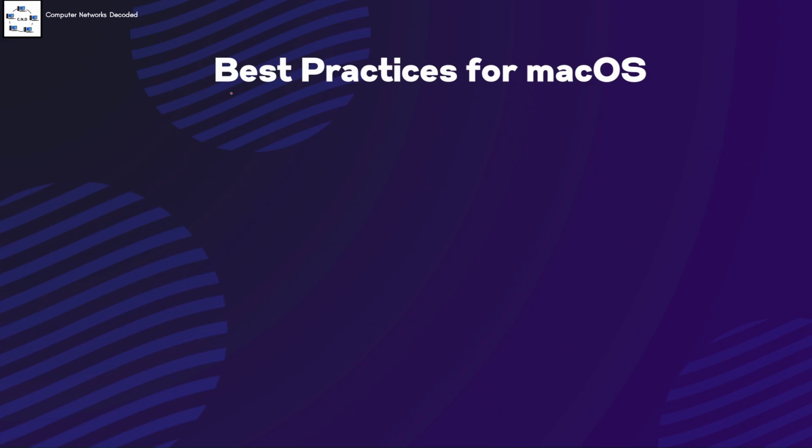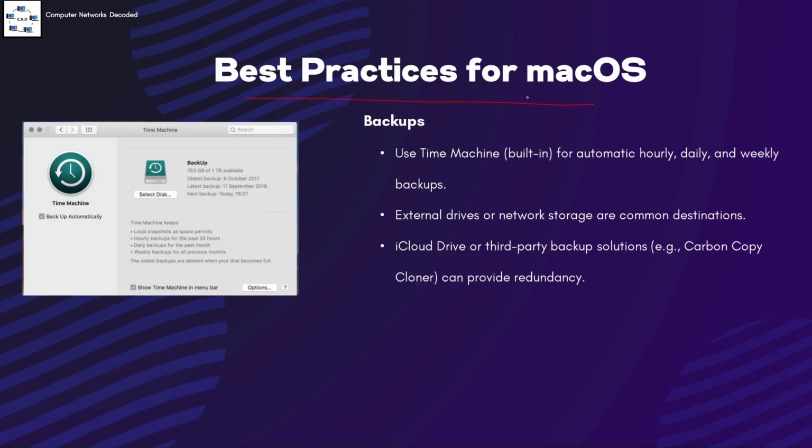What are some best practices for macOS? First one is backup. Use Time Machine, which is built into macOS, for automatic hourly, daily, and weekly backups. External devices or network storage are common destinations for these backups. iCloud Drive or a third-party backup solution, for example Carbon Copy Cloner, can provide redundancy.